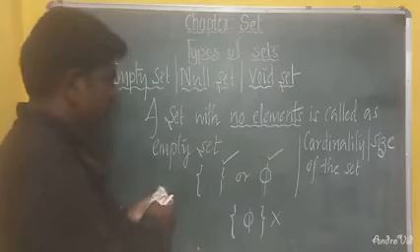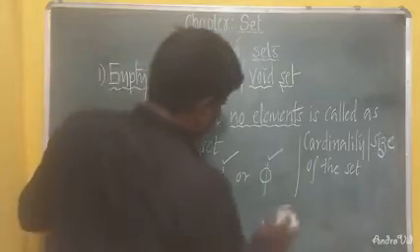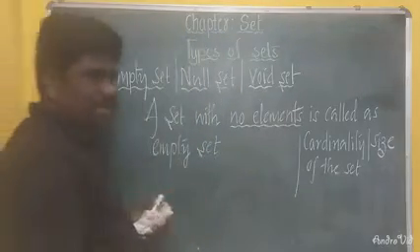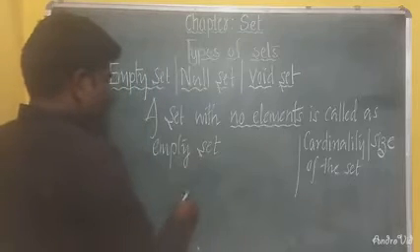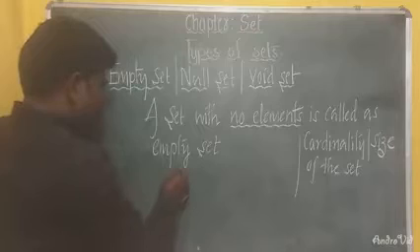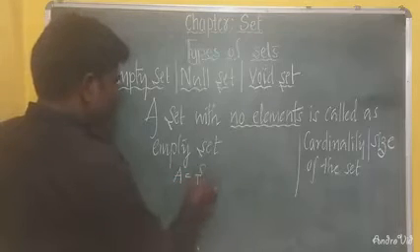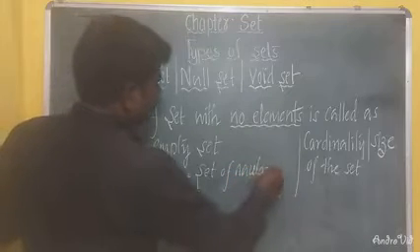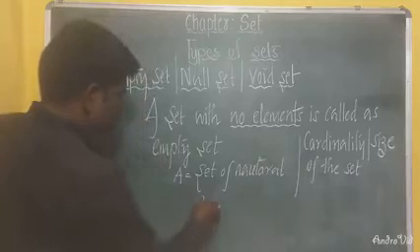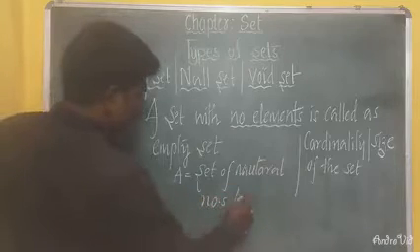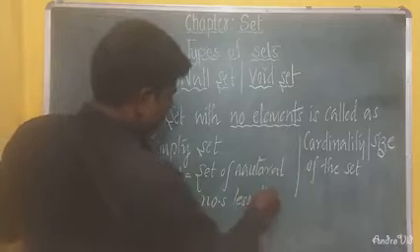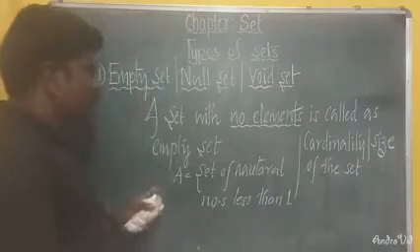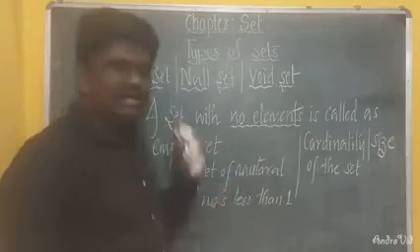Now I will give you one example so that you will understand whether there is an empty set or not. Okay, now see the example. A is equal to the set of natural numbers less than 1. Okay. So A is the set of natural numbers less than 1.